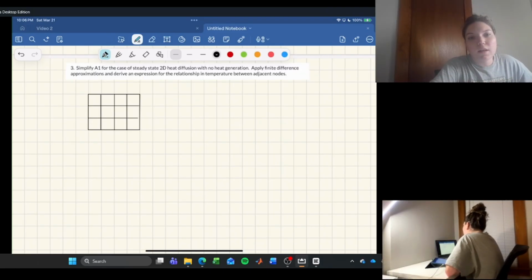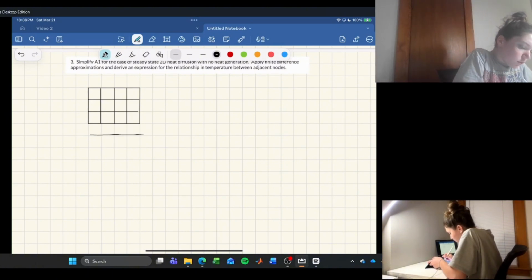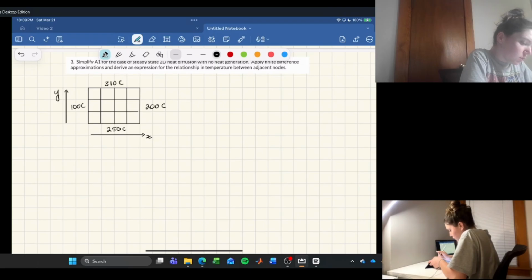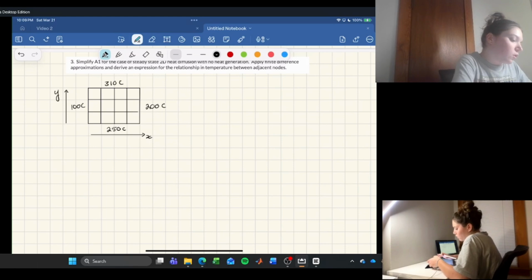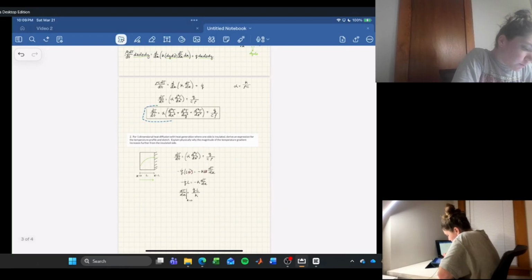Okay, so now let's look at a case of steady state two-dimensional heat diffusion with no heat generation. So let's say that this is the x direction and this is the y direction. And let's say on this side it's 100 degrees Celsius. This side can be 200. Down here, let's say it's 250. And then the top we can say is 310 degrees Celsius. And then we can use the three-dimensional heat diffusion equation from before.